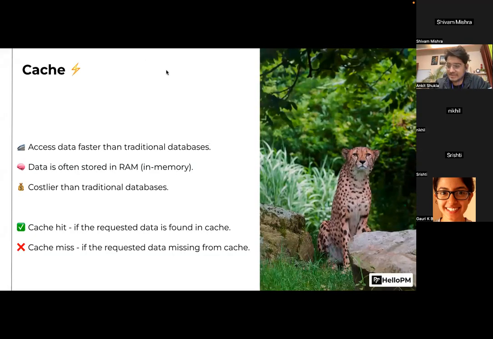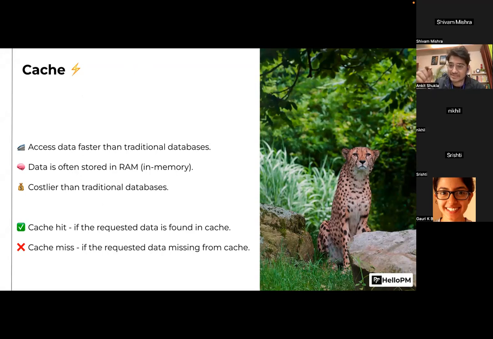Now the main question: what is cache? And how do we make sure that cache is one major, important component in your system design? Cache is a component, a software, which makes sure that you can access data faster than traditional databases.